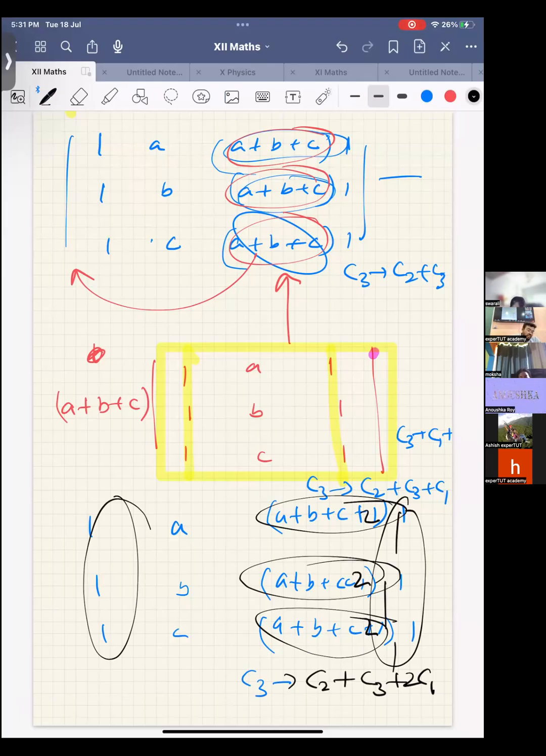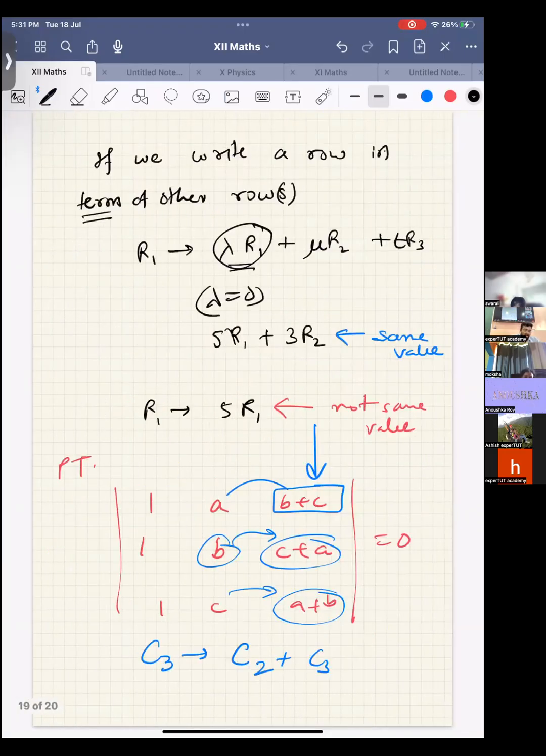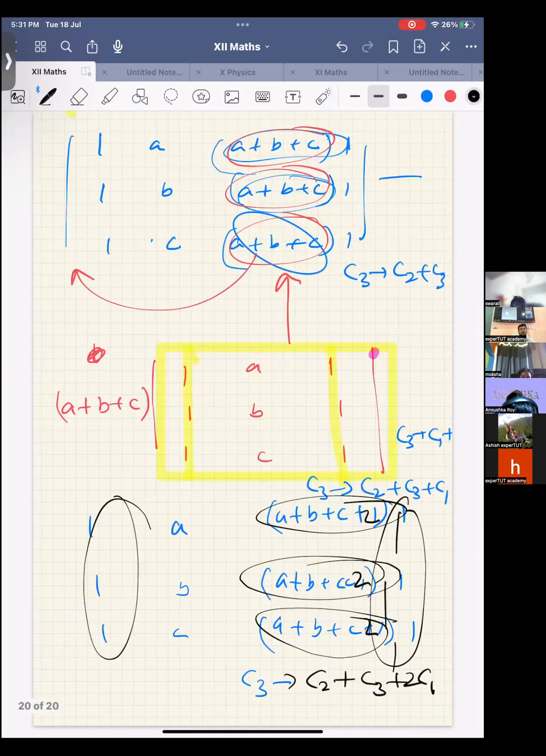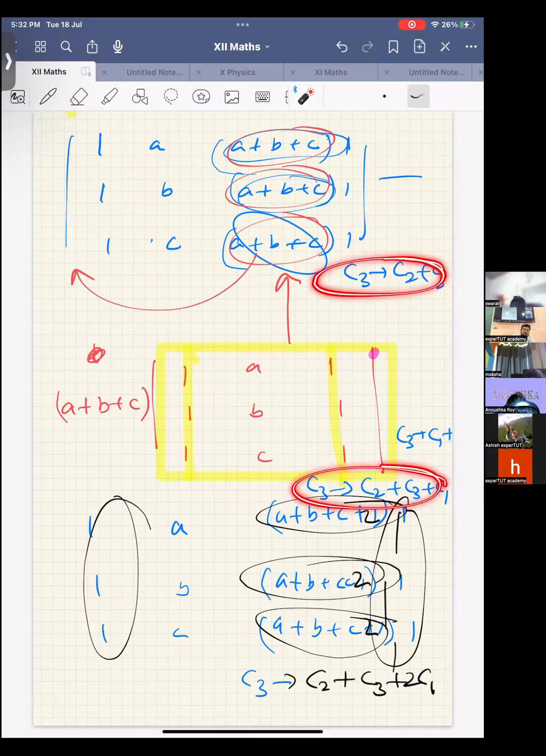समझ में आ गया ना? There was one more method which he said that you can do R1 minus R2. There is one more step. We try to make maximum things zeros. ठीक है? For example, in this question, पहले ये step लिखो फटाफट. Write both these methods. First is C3 is C2 plus C3, and second is C3 is C2 plus C3 plus C1.